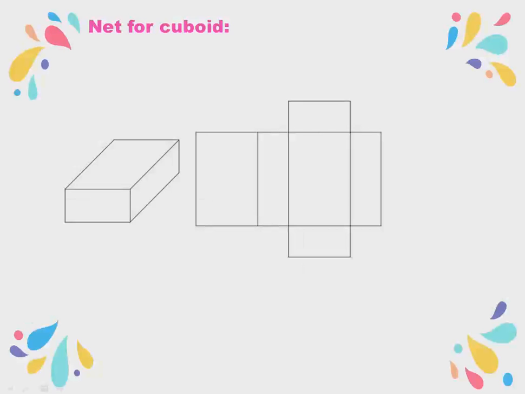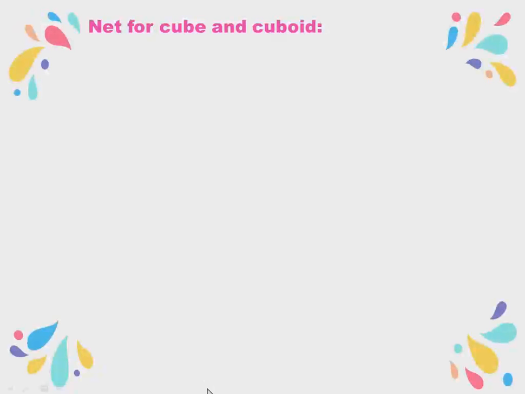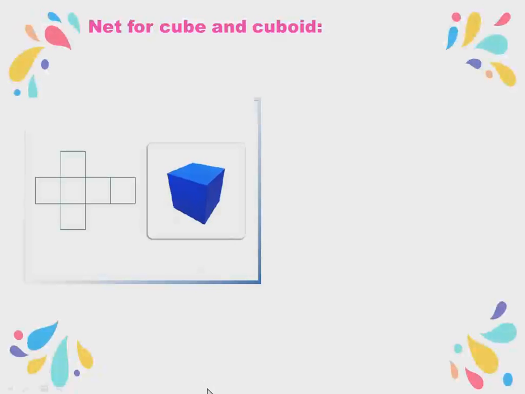Now, net of a cuboid. Cuboid means it will have some rectangle shapes in it, yes or no? See, when we open this, this is the down part, this is the side part, exactly opposite to that this part, and then this is the top part for this down part, so opposite of that it will be, these are the side parts. So all the faces are there. So this is the net of a cuboid. Net for cube and cuboid.